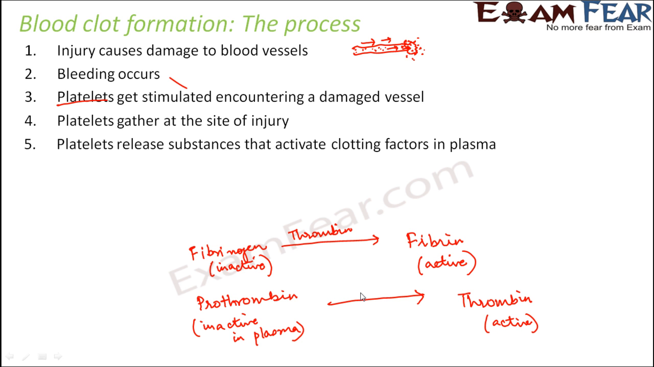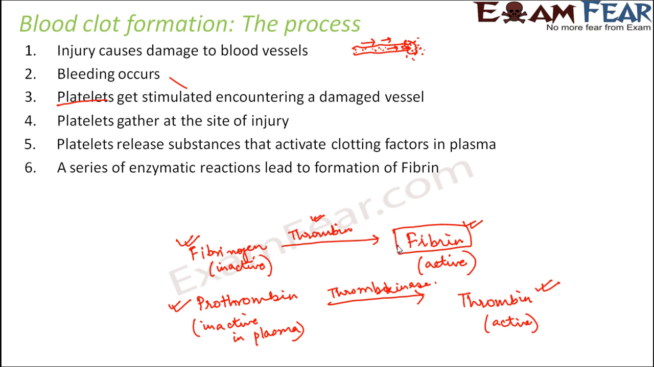And this happened in presence of an enzyme called thrombokinase. So basically, platelets help to release substances like this, which help in conversion of the inactive proteins in plasma into active forms. So that is why the inactive prothrombin got converted into active thrombin, and this active thrombin helped to convert the inactive fibrinogen into active fibrin. And this fibrin actually helps in the formation or help in promoting the blood clot further.